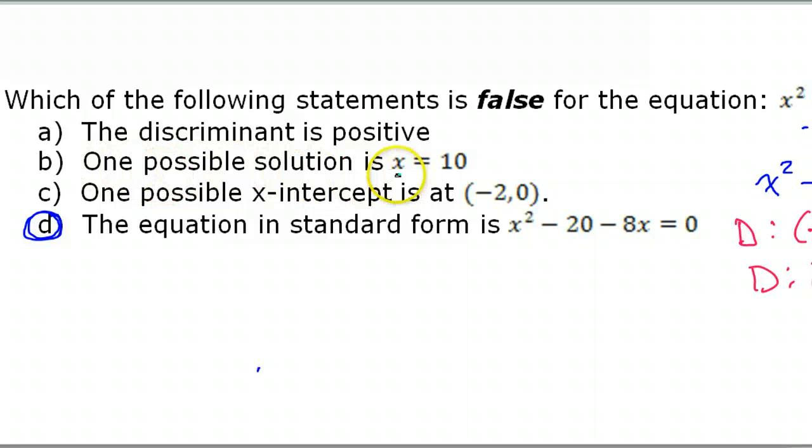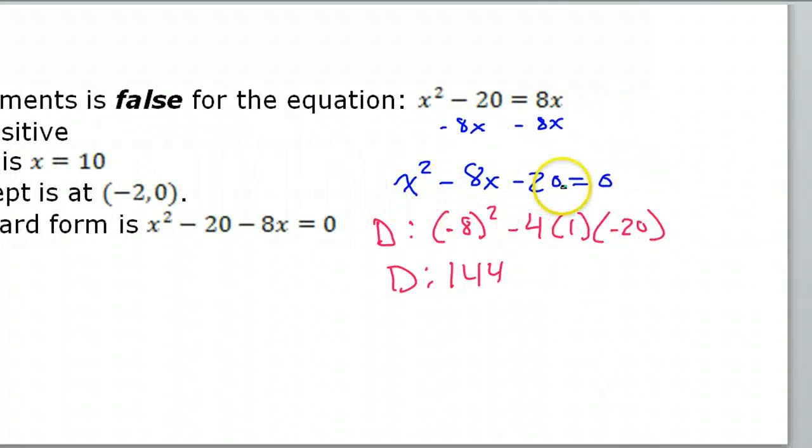Okay, so one possible discriminant is positive. So that one was true. So I'll just put a true on that. That one was true. We're looking for the false one, so that wasn't it. One possible solution is x equals 10. Alright, well, let's put the equation in our calculator. And if 10 is a solution, then 10 will make a true statement. In other words, if we plug in 10 for x, we should get 0 for the answer.